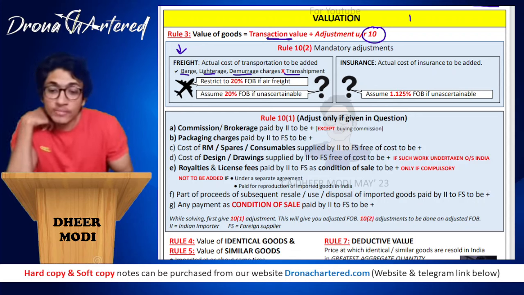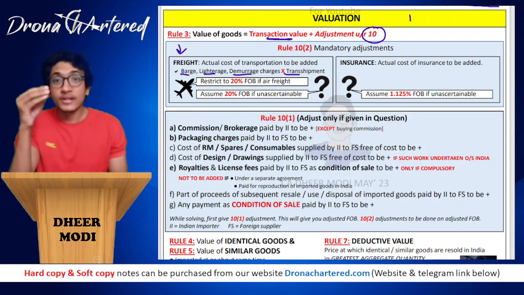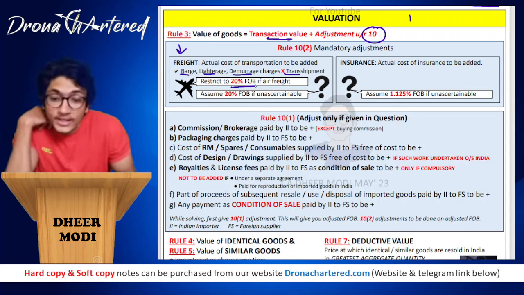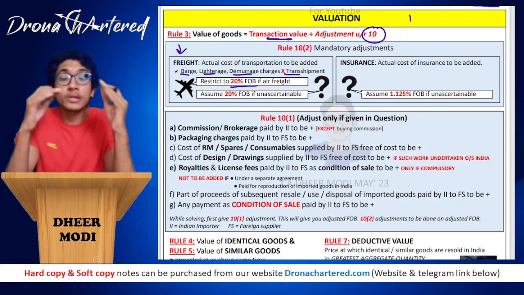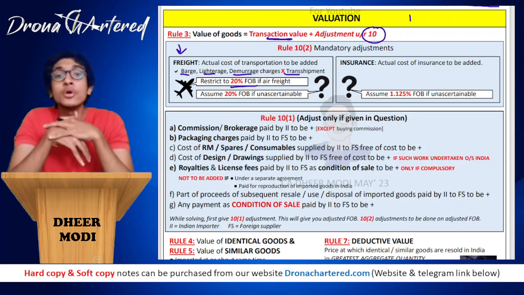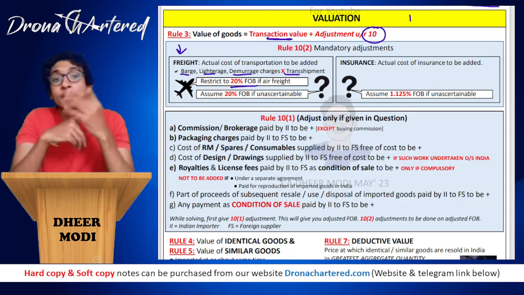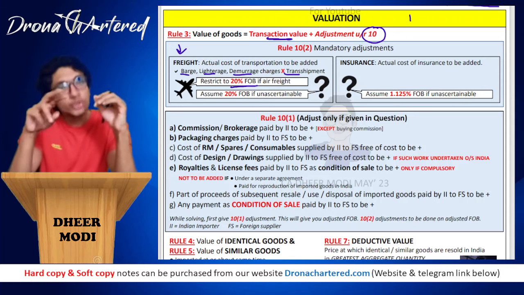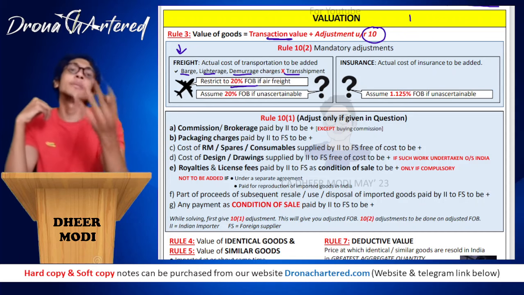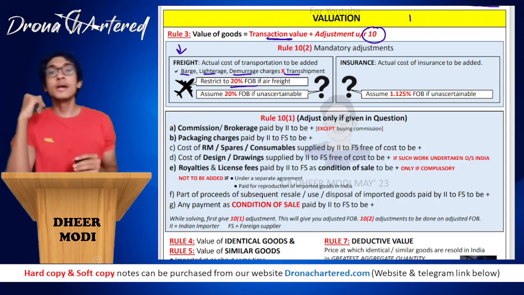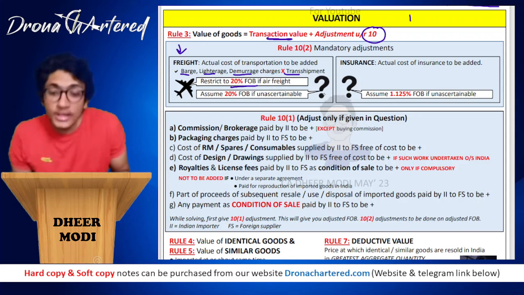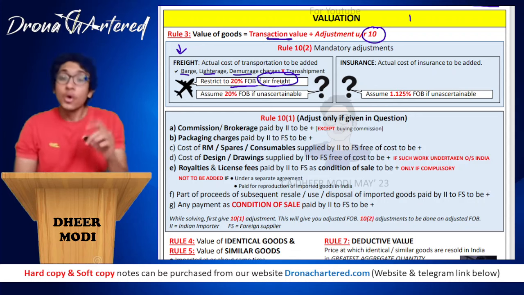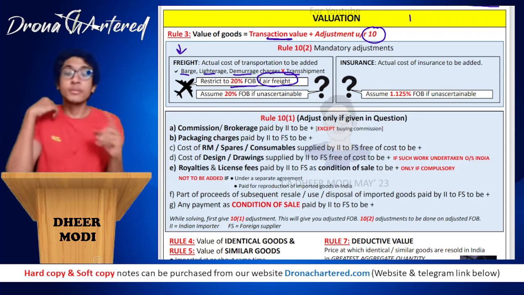Another thing that you have to remember: if it is air freight, if the goods have been transported through air, you have to restrict it to 20% of FOB. That means, for example, if your free on board comes to rupees 1000 and your transportation comes to say rupees 3000, you will not be adding 3000, you will only add 2000, because 20% of FOB is your maximum limit. It is only and only in case of air freight that this 20% limit is applicable.